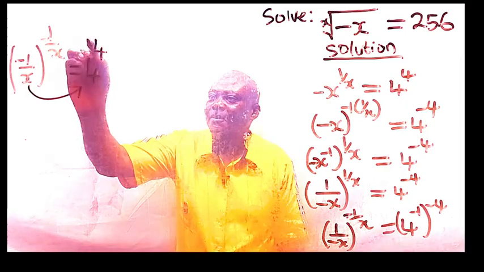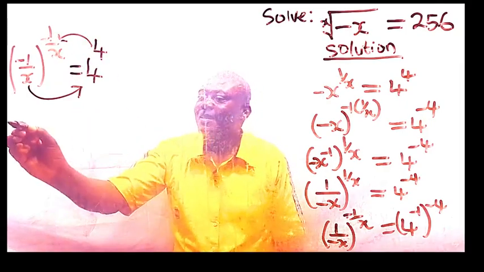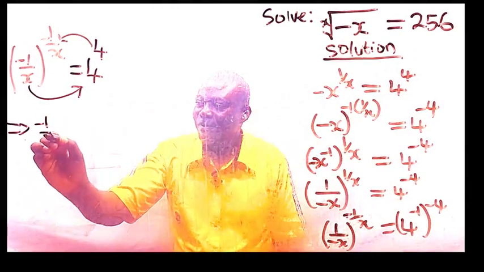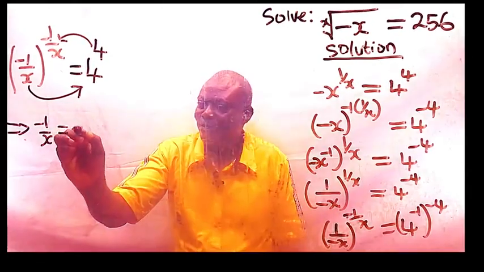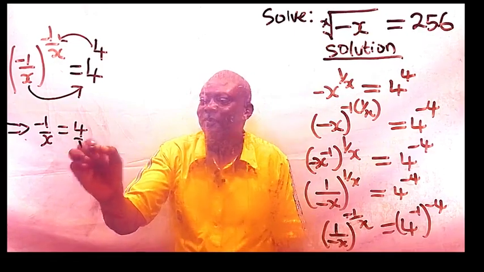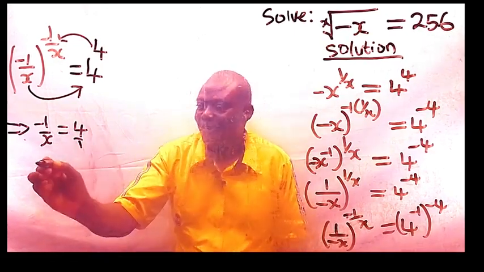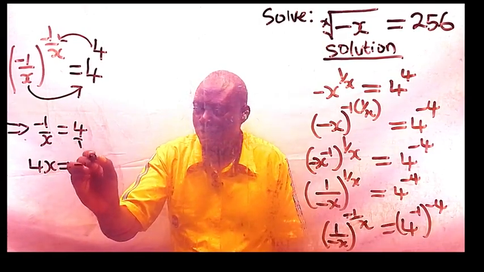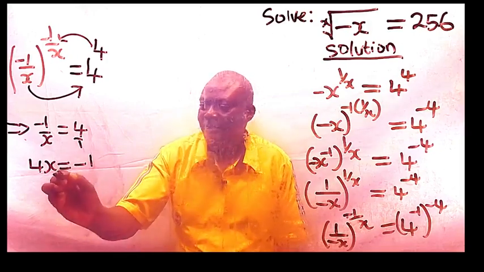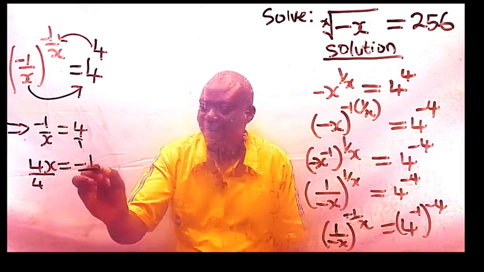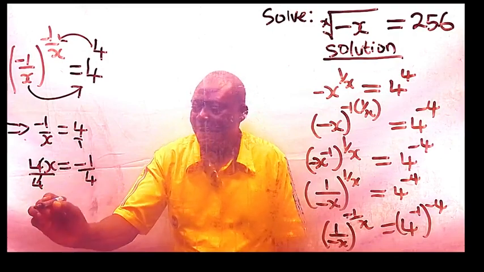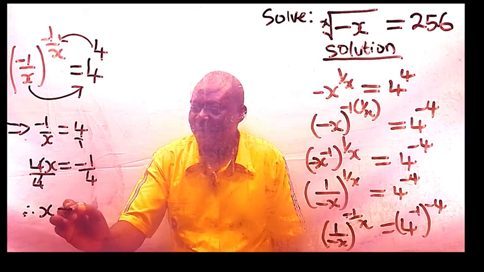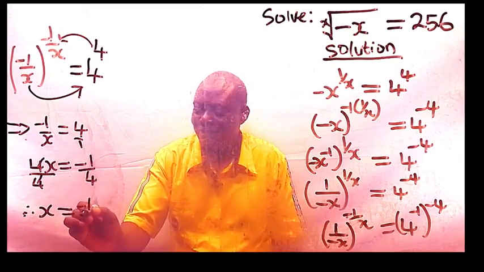And look at the power too. This one is equal to 4. This implies that minus 1 over x will be equal to 4. So x times 4, 4x, equals minus 1. Divide both sides by 4. Therefore, x is equal to minus 1 over 4.